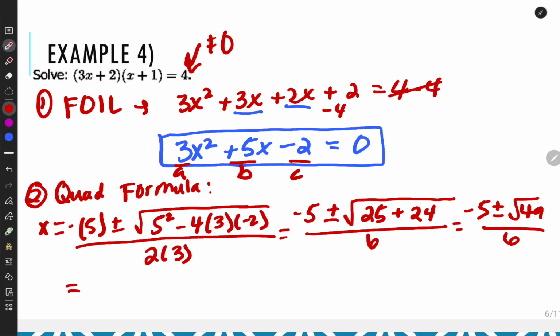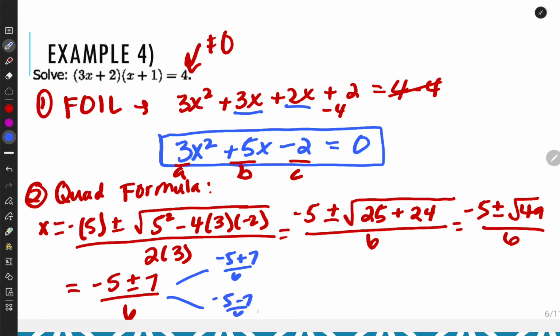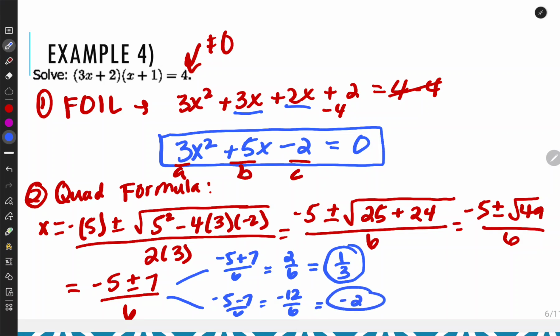The square root of 49 is going to give us 7, so we have negative 5 plus or minus 7 over 6. That plus or minus means that I have two things happening, right? I have negative 5 plus 7 divided by 6, and I have negative 5 minus 7 divided by 6. This gives us 2 over 6, which equals 1/3. This gives us negative 12 over 6, which equals negative 2. So our solutions would be 1/3 and negative 2. All right, so that is part A. Hopefully we're feeling it and we're like, we can do part A.